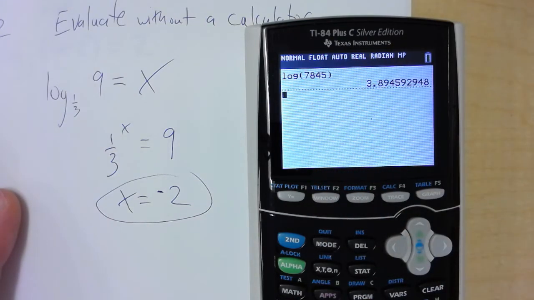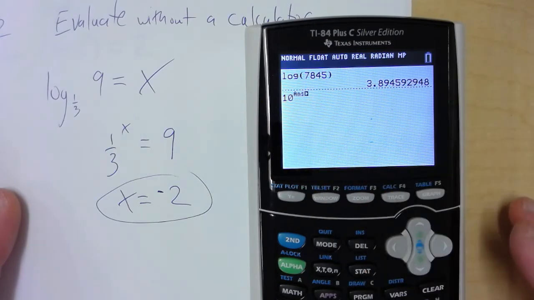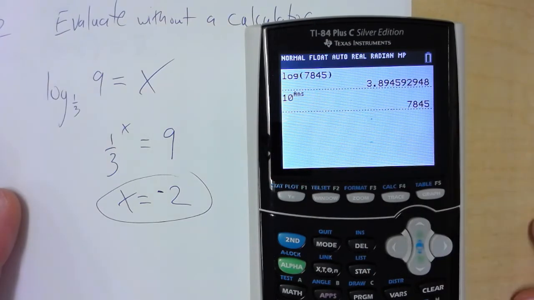I already know that. And log on the calculator is base 10. So if I do 10 to the power of the last answer, ANS copies and pastes that in there, it'll be back to the original 7845. So logarithms are keeping track of the exponents.